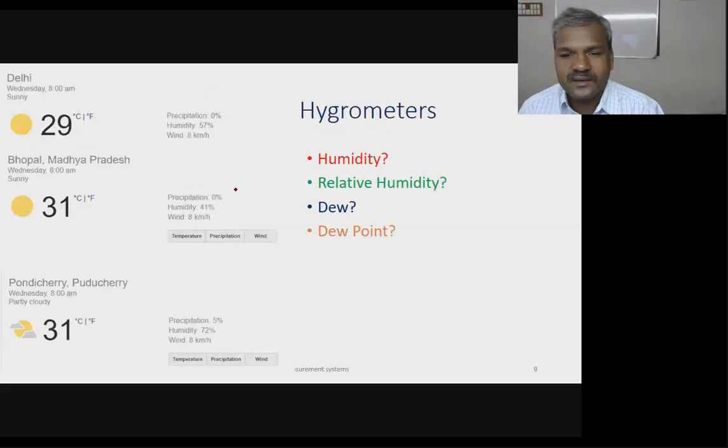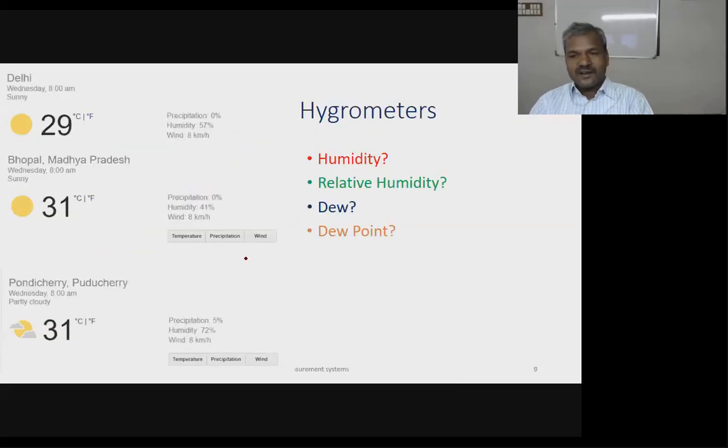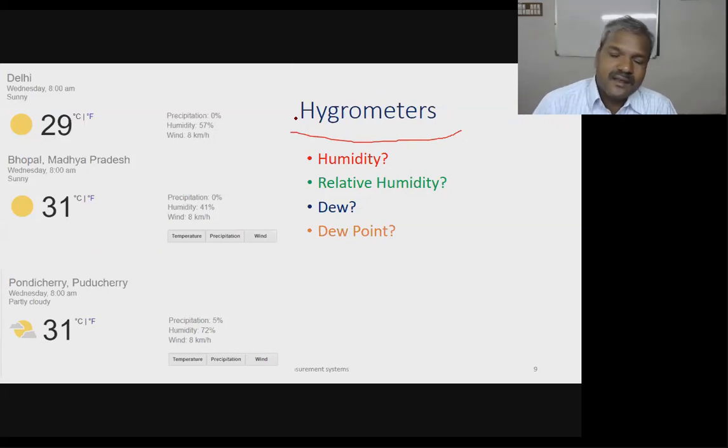Next, we are going to see the hygrometers. What are hygrometers? Hygrometers are nothing but humidity measuring meters. What do you mean by humidity? Anybody? Shall we have a discussion? Okay, time is not there. We will discuss at the end. So humidity means the amount of vapor present in the air. The amount of vapor present in the air is called humidity.